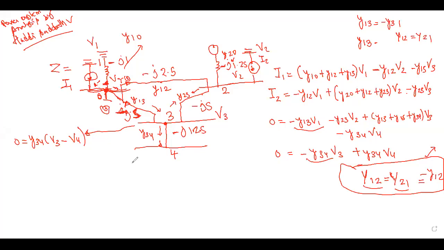Now see here. Can you see these values? y10, y12, y23, and this value here and this value here. So I express this value in terms of y11. My y11 value would be equal to y10 plus y12 plus y13.